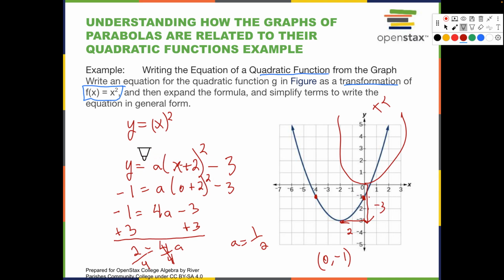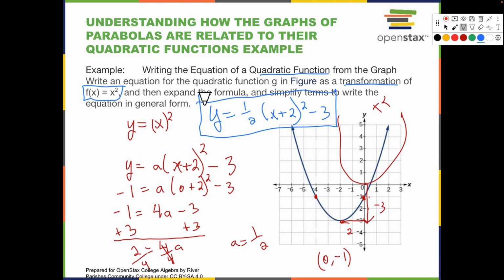So that tells us we actually know the equation. We could graph this by putting the equation in. I'll change this to blue. Y equals 1/2 times x plus 2 squared minus 3. So if we know the vertex and one other point, we can come up with the formula for the quadratic. Any questions on that one?